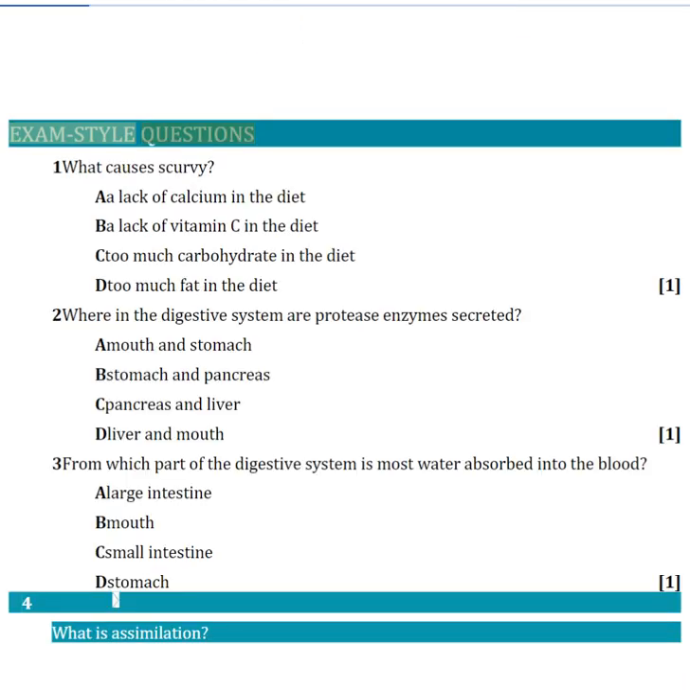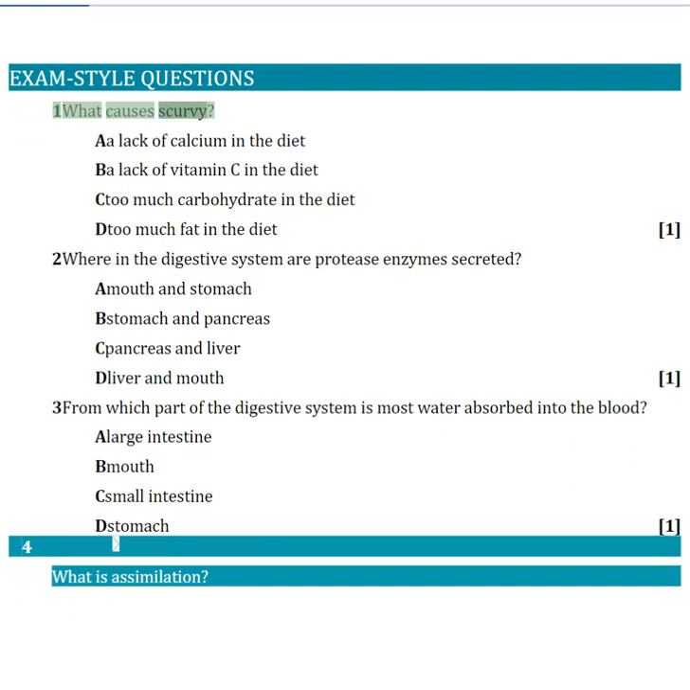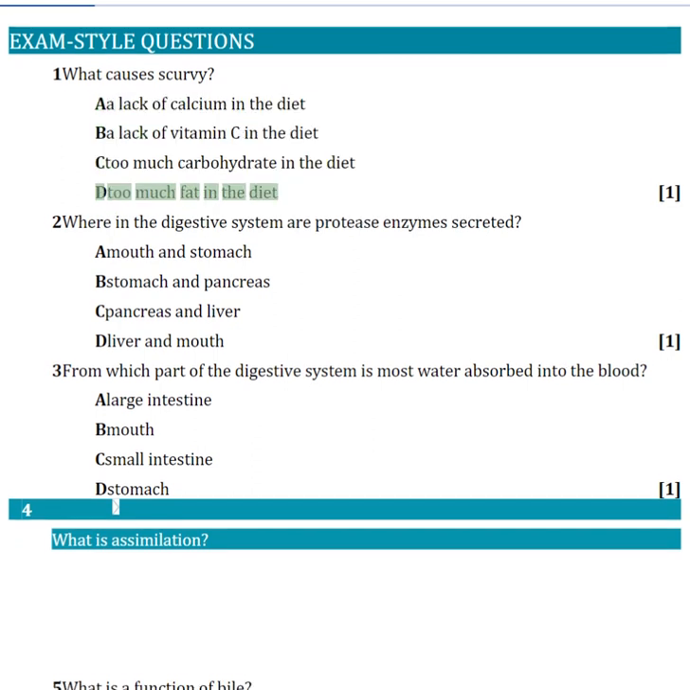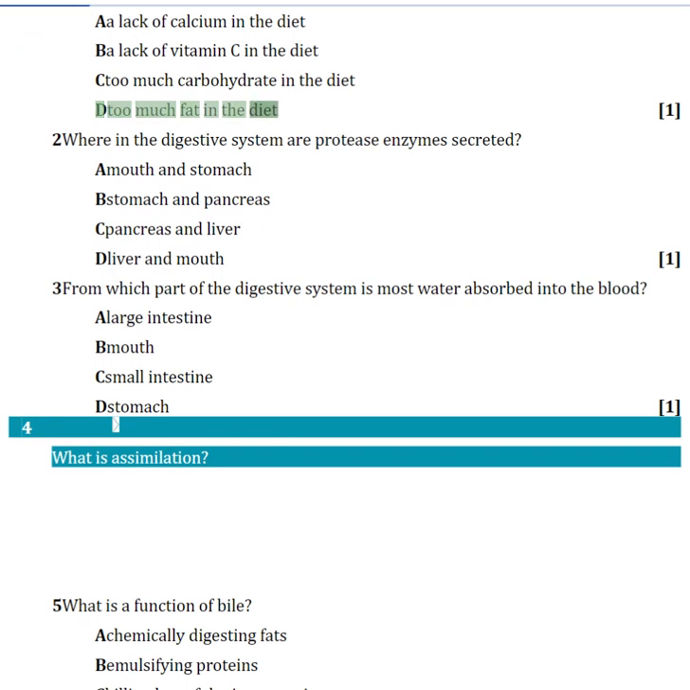Exam-style questions. 1. What causes scurvy? A. Lack of calcium in the diet. B. Lack of vitamin C in the diet. C. Much carbohydrate in the diet. D. Much fat in the diet.